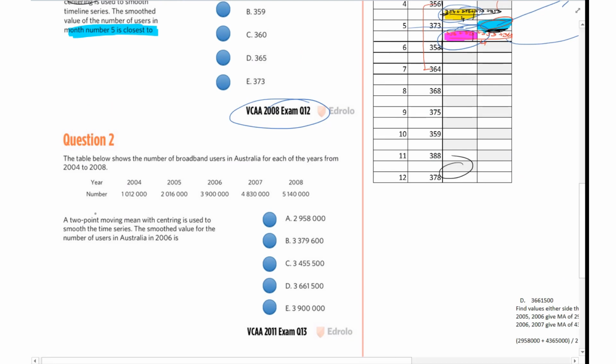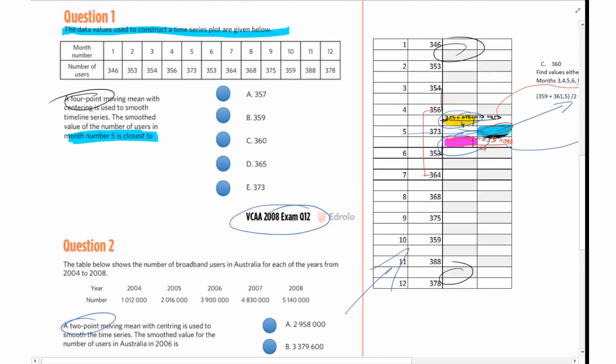For example, this is a 2-point moving mean. This uses center and smooth the time series. So I could use something like that to put my numbers in. Like 2006, if you did it, it would be 2004, 2005, 2006. I think I missed one there, so I'm going to have to fix that up. I'd be after that value there, so I'd have to calculate those 2, etc. That's how you can use something like this.